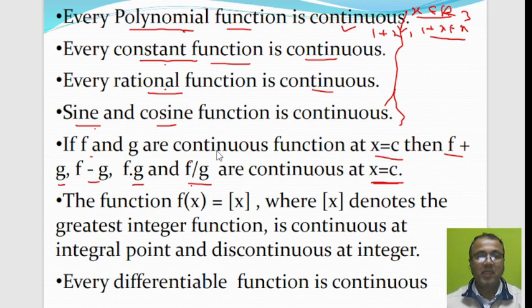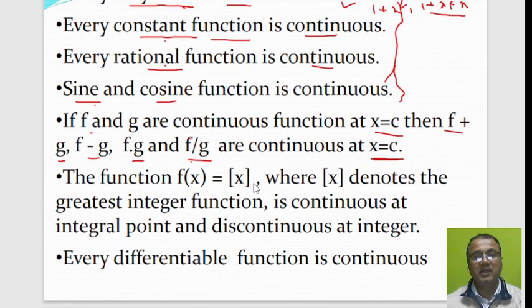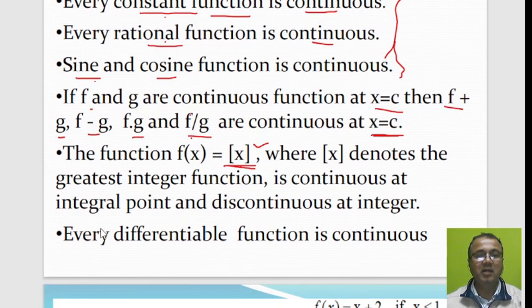Here we can do one more thing. Suppose f(x) is equal to the greatest integer function of x. The third bracket of x means the greatest integer function. This function is continuous at non-integral points, and it is discontinuous at the integers.